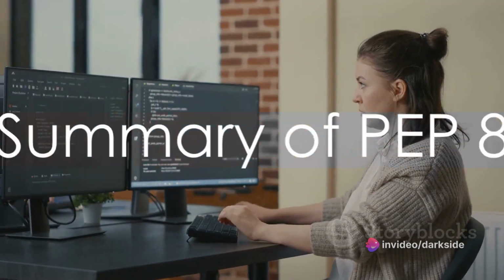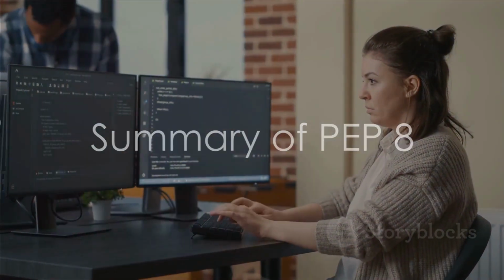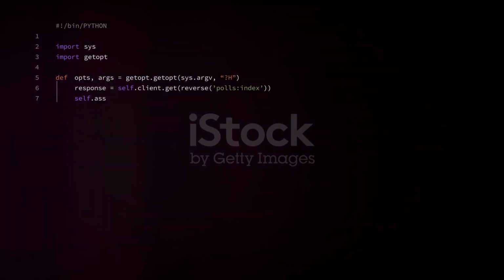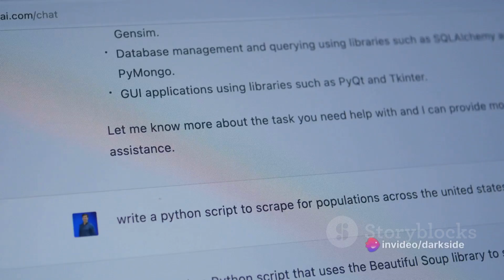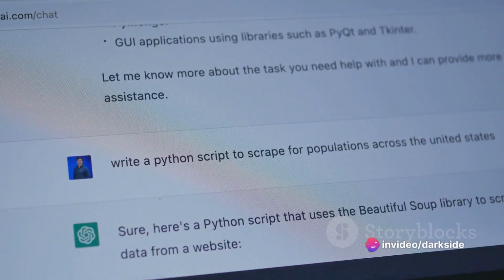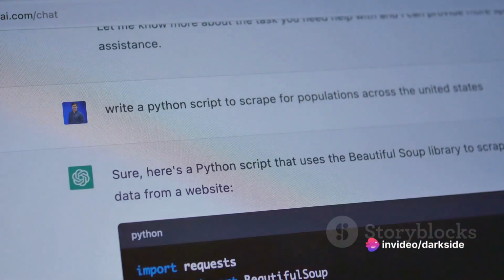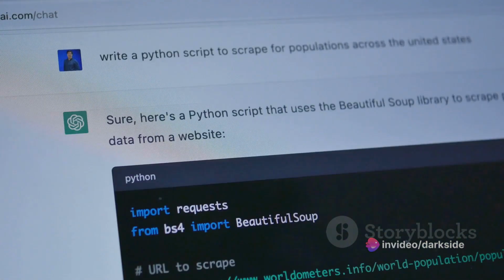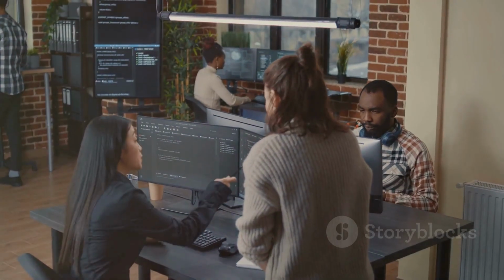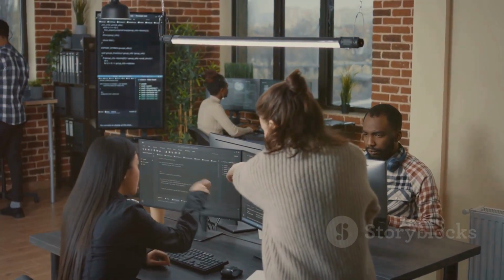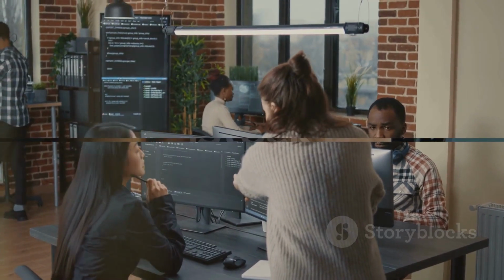In summary, PEP 8 is the style guide for Python programming. It covers indentation, naming conventions, line length, whitespace usage, and comments. It's a tool to ensure that Python code is readable and consistent, which in turn makes it easier to maintain and understand. Remember, code is a form of communication, and PEP 8 helps us to communicate effectively.